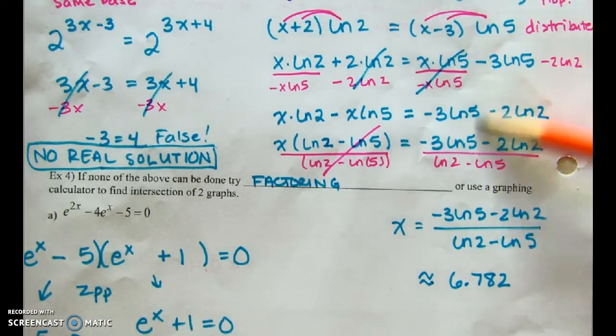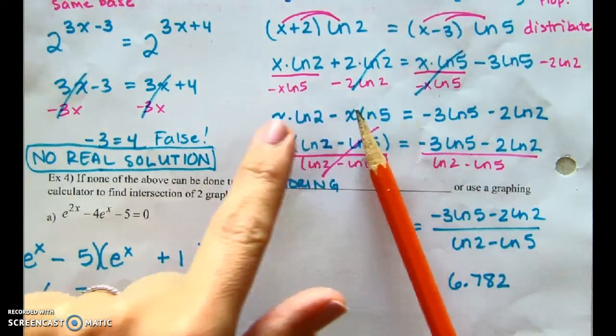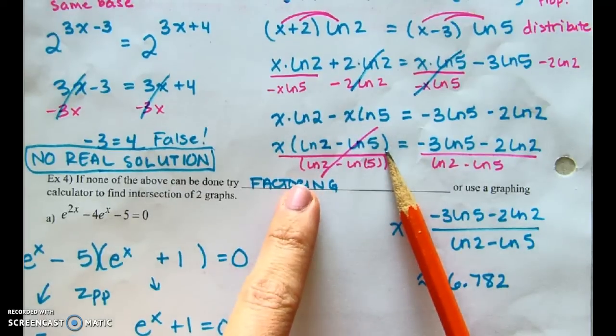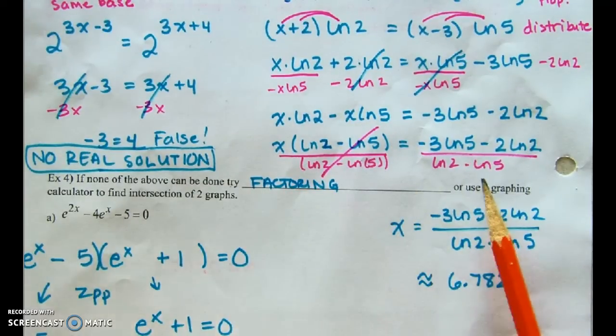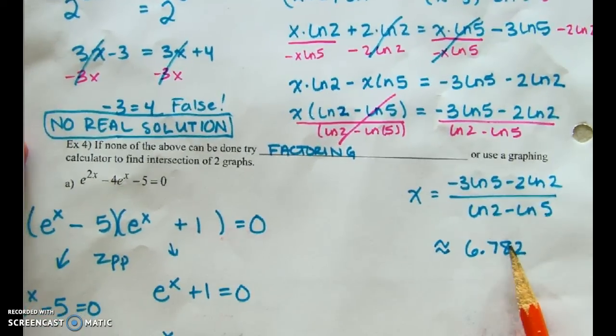Okay, this was a big thing. We took the ln of both sides, and then the key was to move the x's to the left and move the numbers to the right, factor out the x, and then divide by this difference. And this is the final answer here.